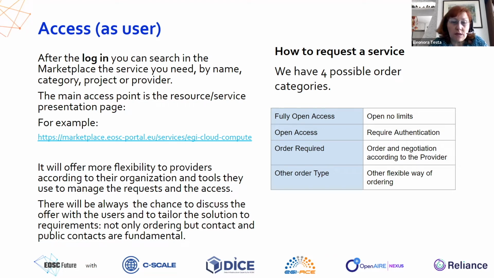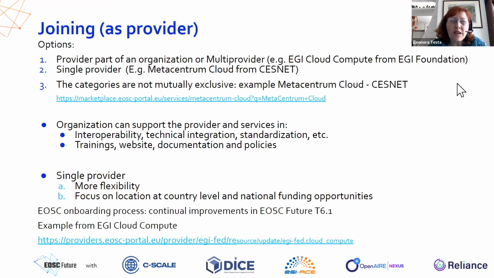And then there is other order type, because as I said before, also for small organizations, very small providers that don't have maybe complicated ordering systems, it's possible to discuss directly with them how to use their services. And once again, the EOS portal would like really to host any kind of provider and to offer to any kind of user the opportunity to access the service in the easier way. So let's go to the second slide that I will show you the portal.